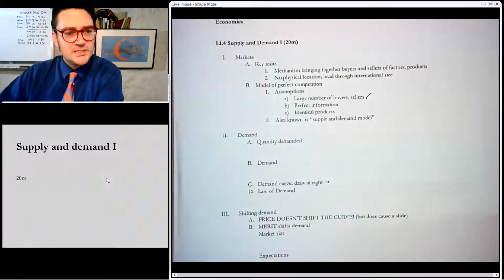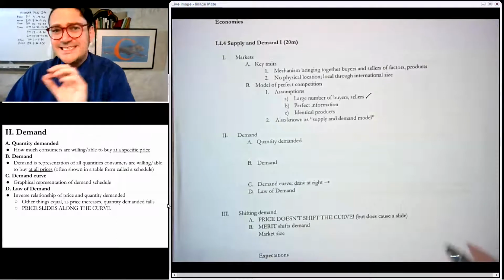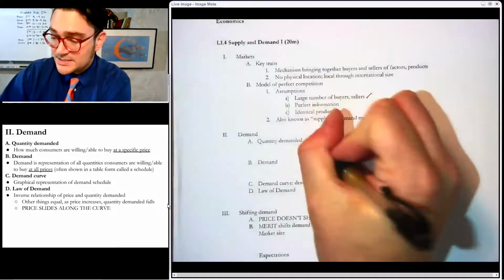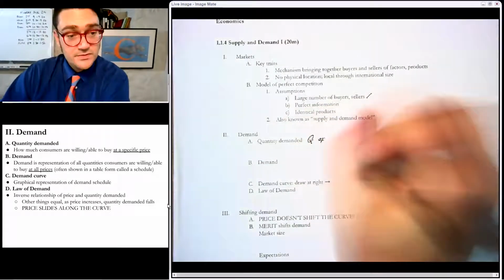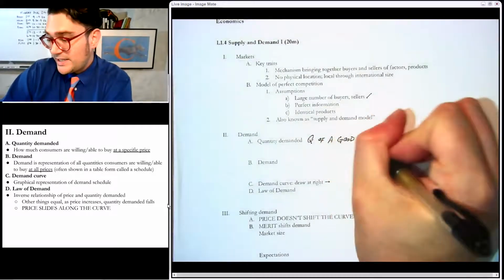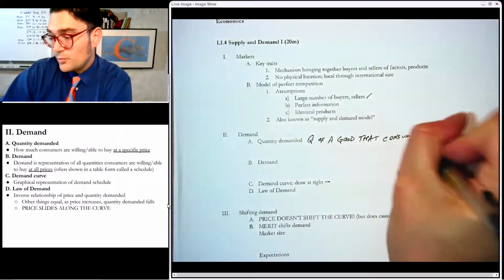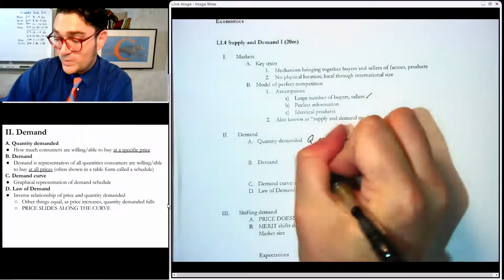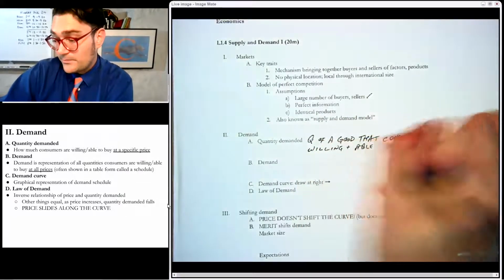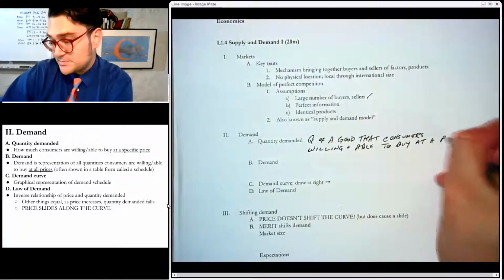I'm going to skip through a couple of slides here. We've talked about that already. But quantity demanded is distinct from demand. These are not the same thing. Quantity demanded is the quantity of a good or a service that consumers are willing and able to buy at a certain price.